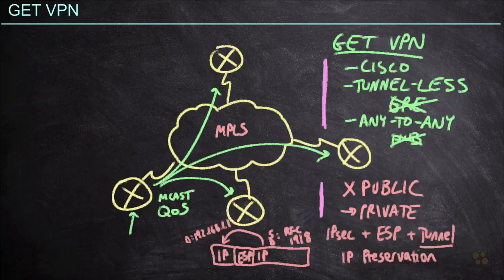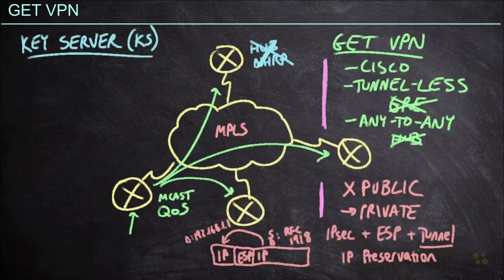Now, when we look at the GET VPN architecture, we still have some questions to answer. For example, in DMVPN, we had the concept of a hub, and it was running NHRP, and it stored the database of all of the remote routers. But we don't have that concept in GET VPN. So where are we storing the control plane information, and what protocols are we running? Well, the control plane information is going to be stored on what we call the key server.